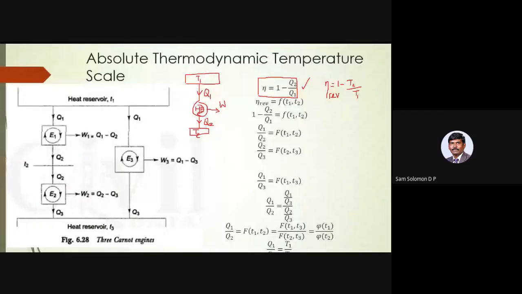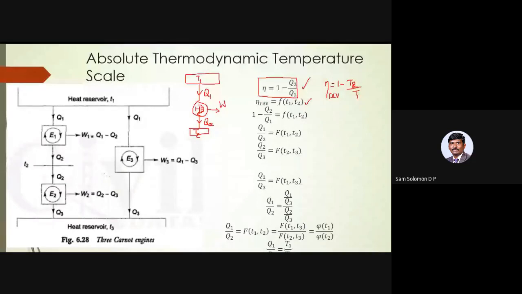Reversible isothermal expansion, reversible adiabatic expansion, reversible isothermal compression, reversible adiabatic compression. All these are reversible processes. So a Carnot engine is a reversible engine. So for a reversible engine, the efficiency is a function of temperature only. It depends only on temperature T1 and temperature T2. So we can write this as: efficiency of a reversible engine is a function of T1 and T2.